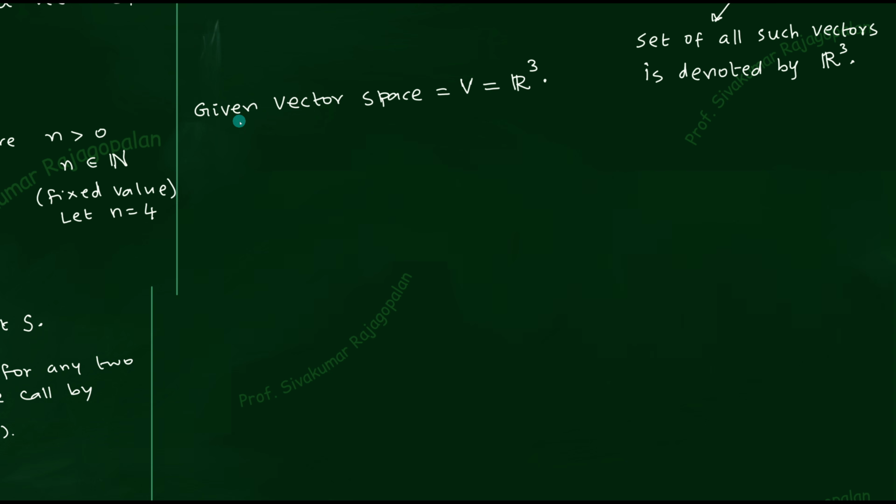What is given to you is that the original vector space is capital V. What is the vector space? It is the set of all vectors in 3 dimensions. This is how you have to read it: set of all vectors in 3 dimensions. If you collect all vectors in 3 dimensions, that particular set is becoming a vector space.